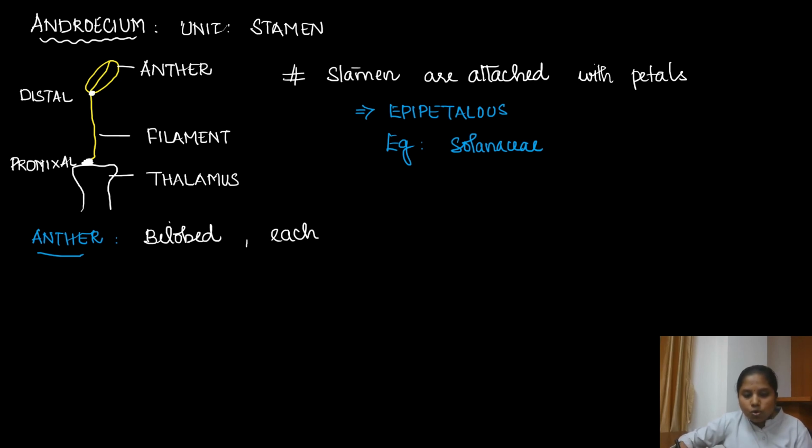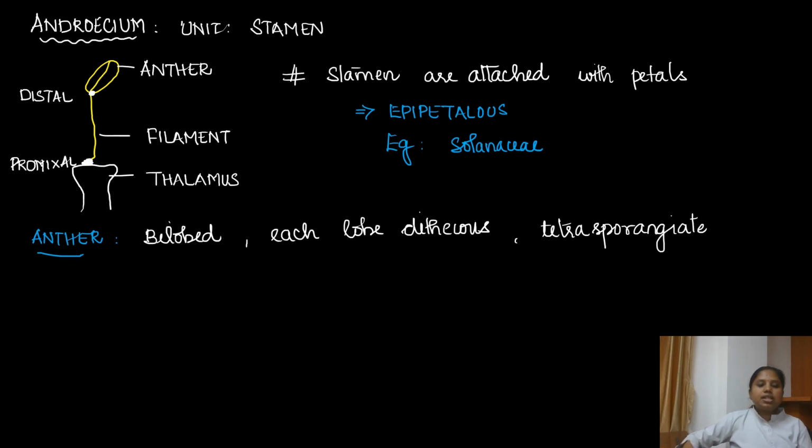Each lobe is dithecous, and they are tetrasporangiate. Now let's see in detail what these terms are.